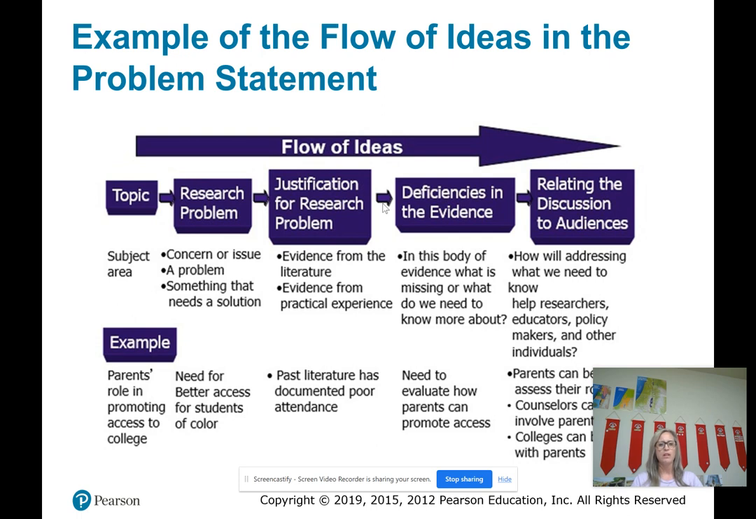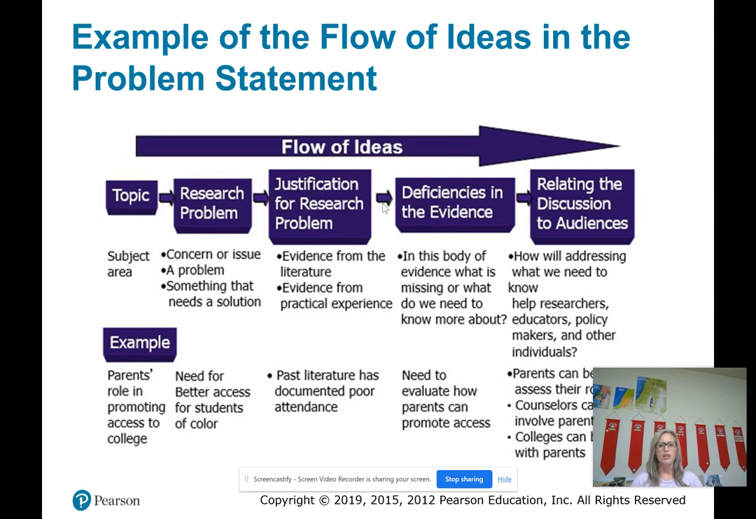So an example could be parents' role in promoting access to college. That's your topic. Then you're going to get a little bit more narrow. Okay, so your research problem would be need for better access for students of color. So now we're going to look at specificities of marginalized people. So it might, like we said, it could have been like you're homeless or you're women or ethnicity, things like that, okay, your race. Gender is another one. Mine looked at gender as well.